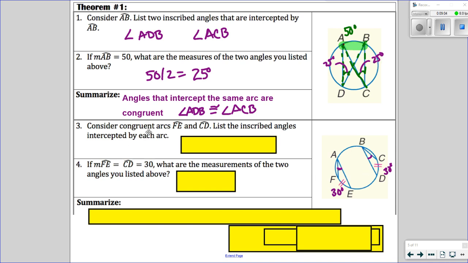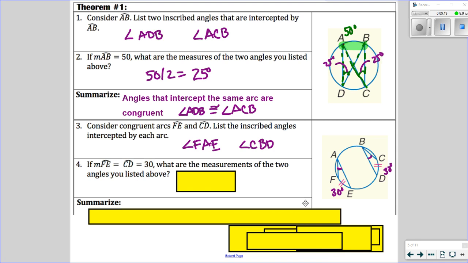They say consider congruent arcs FE and CD. And you know that they're congruent because of the little tick marks. They say list the inscribed angles intercepted by each arc. So I already drew the angle marks. We have FAE and then we have CBD. They said that if FE and CD were equal to 30, what are the measures of the 2 angles you listed above? Again, to find the inscribed angle with the intercepted arc given, you divide by 2, and you get 15. So those 2 would be 15.